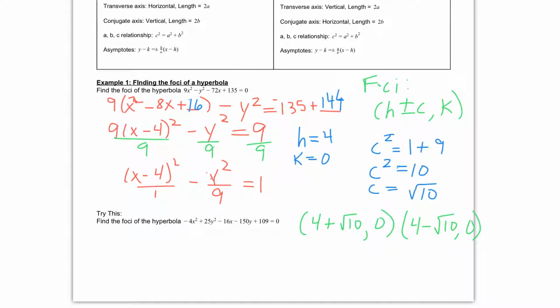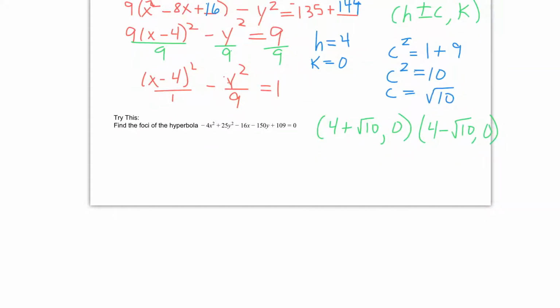Next, I want you to do the try this, so you can pause it now and unpause it when you're ready to check your answer. If you did the try this correctly, you should get foci of -2, comma 3 plus the square root of 29, and you should get -2, comma 3 minus the square root of 29. If you have any questions, let me know.